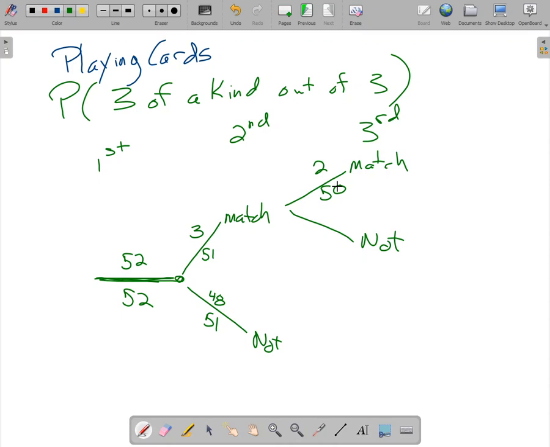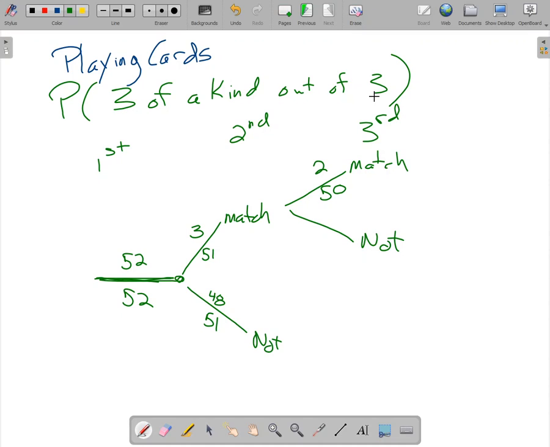Is my tree going to lead to other ways to get 3 of a kind? Not if you're only drawing 3 times. I'm only drawing 3. This is 3 of a kind out of 3. So is there any other branch that's going to lead to 3 of a kind? No. So I don't have to complete those other branches, but I could. Maybe we will in a minute.